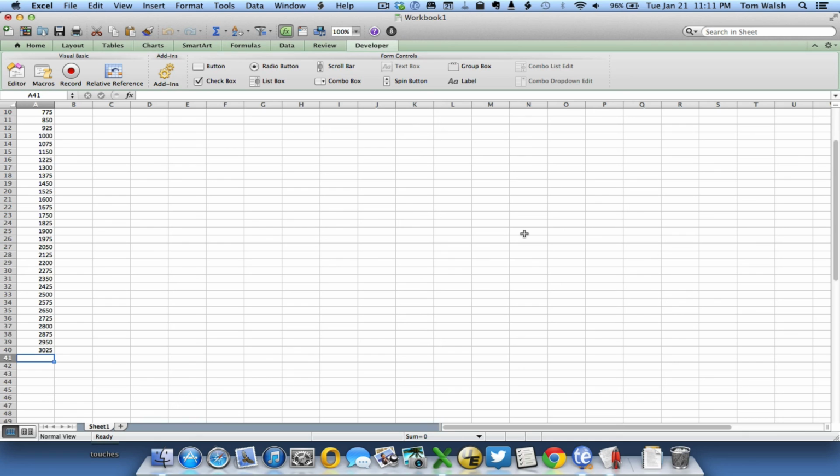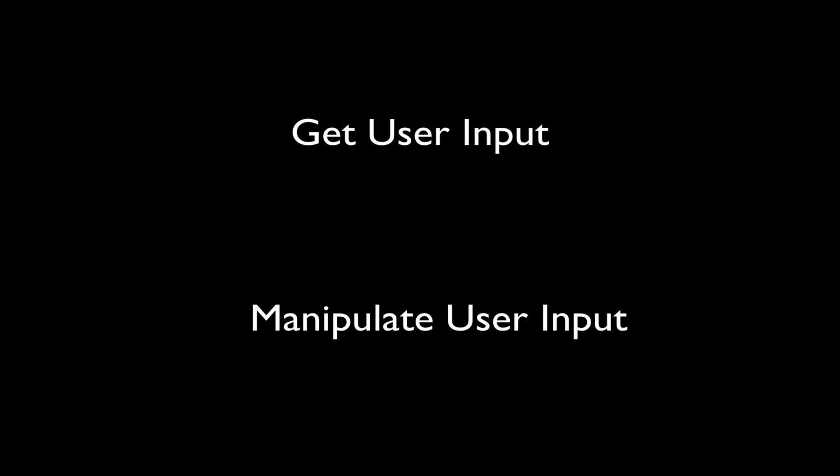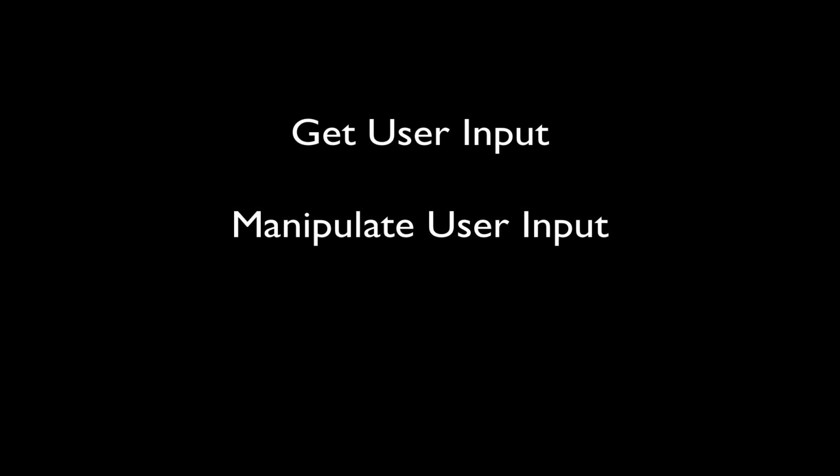3,025. So hopefully in this macro you've got the idea of how to get some user input, do something with that user input, and also showed you a little bit about how to use a for next loop. I hope this has been helpful.